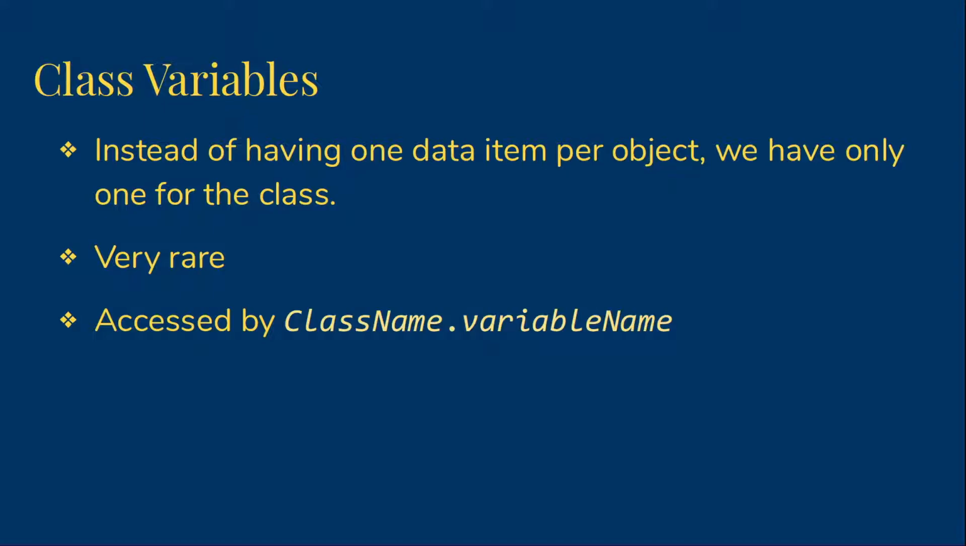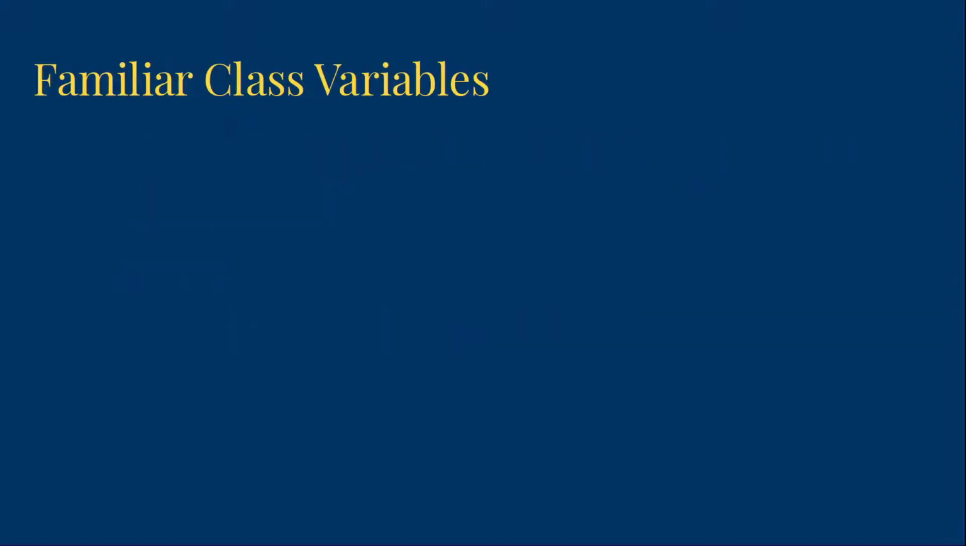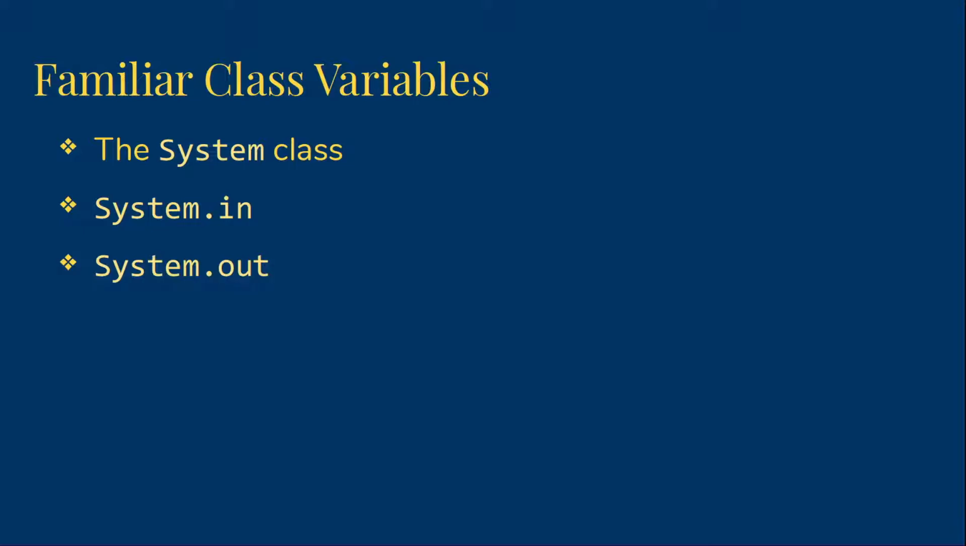Obviously, we don't access it using the object variable name because there is no object. Instead, we use the class name. So it'll be class name dot variable name. We're actually already familiar with a couple of class variables. The System class is one of the many classes that Java has provided for us, and we've been using two static or class variables from that class, System.in and System.out.